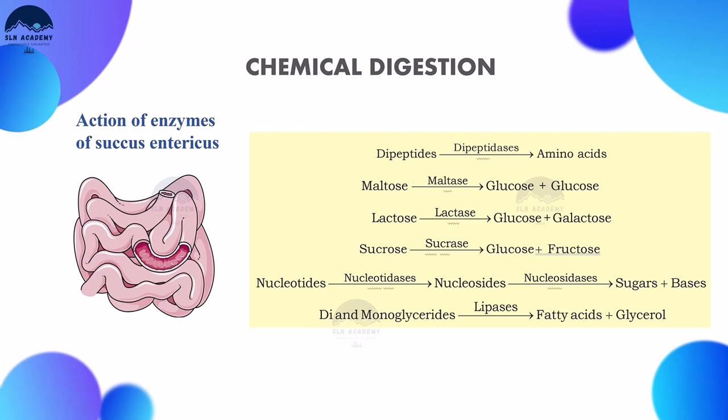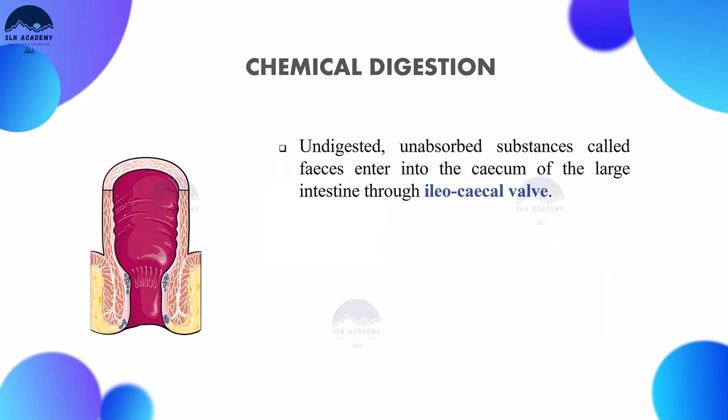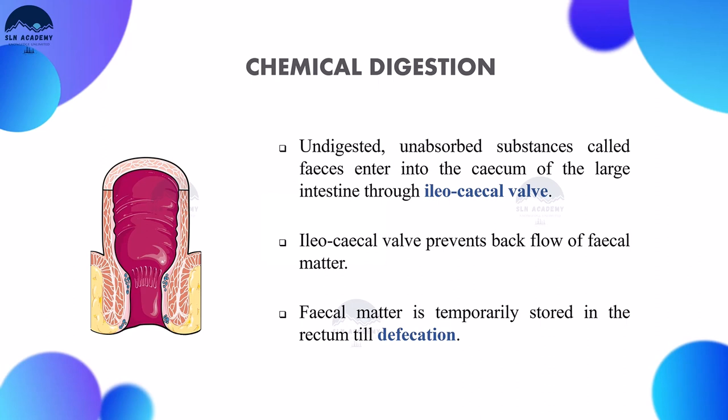Nucleotides are converted to nucleosides with the help of nucleotidases, and nucleosides are converted into sugars and bases with the help of nucleosidases. Di- and monoglycerides are converted into fatty acids and glycerol with the help of lipases. Undigested and unabsorbed substances called feces enter into cecum of large intestine through ileocecal valve. Ileocecal valve prevents backflow of fecal matter. Fecal matter is temporarily stored in rectum till defecation.